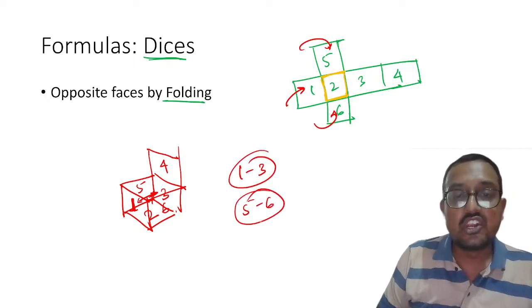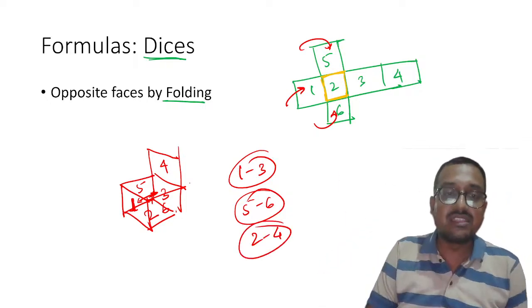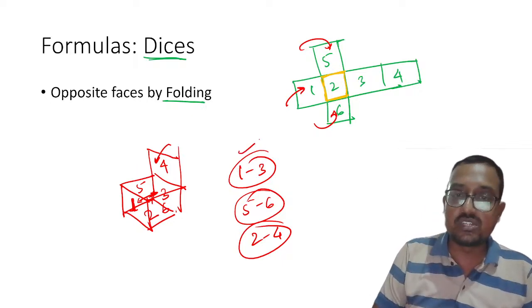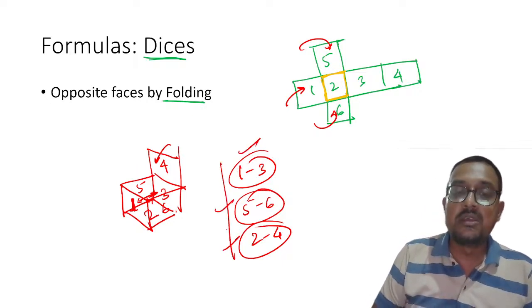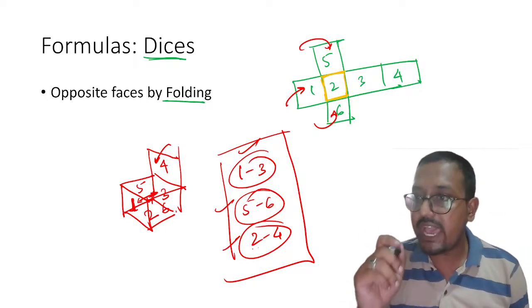So what is remaining? 2 and 4. So 4 will close as lid, and eventually that will become opposite to 2. Understood? So these are the opposite faces. I hope all of you understood. Please do not fix these values. Solve it in the actual exam.